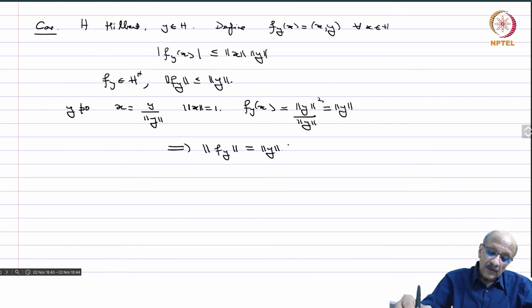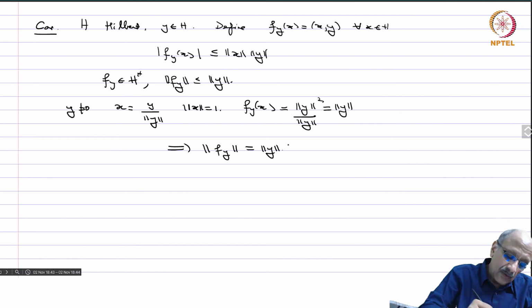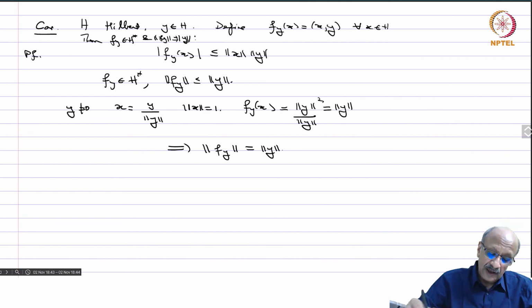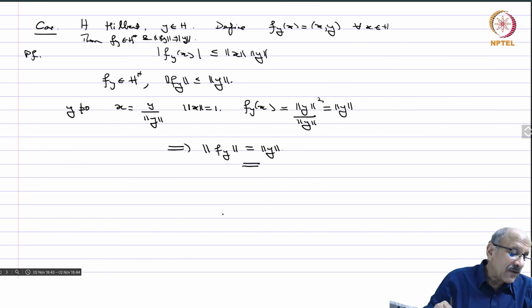Okay, so I didn't state the theorem. Okay, so this is the proof. Let me state the theorem. So then fy belongs to H star, and norm fy equals norm y. Okay, so that was the corollary, and I have already proved it. Okay, fine. So we will see in the next chapter that every continuous linear functional in fact arises in this fashion. So H is isometrically isomorphic to its own dual, and so very often, especially in the real case, we can identify the two.